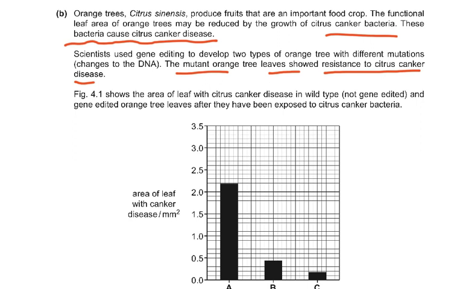So you see, citrus is an important fruit. Functional leaf area can be reduced with this bacterial disease, so the leaves will photosynthesise less, giving less crop yield. Now what they did is they changed the DNA and that resulted in resistance of the citrus to the disease. Forget the name of the disease. Figure 4.1 shows the area of leaf with citrus canker disease in wild type, not gene edited. So the wild type is the original one, which is not gene edited. And then the gene edited original leaves after they've been exposed to the bacteria which causes the disease.